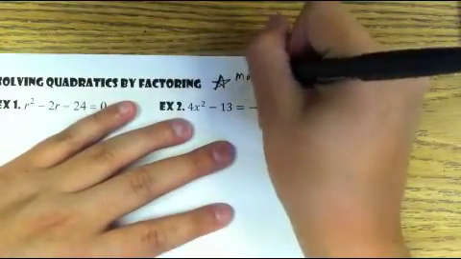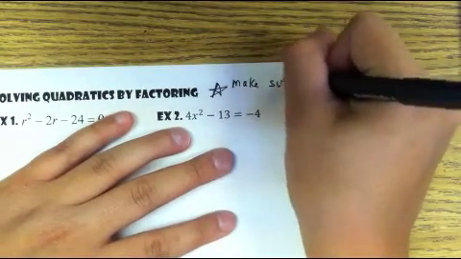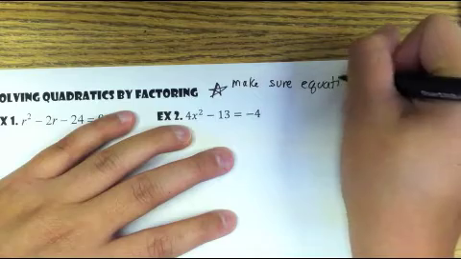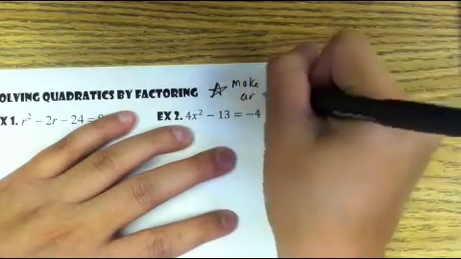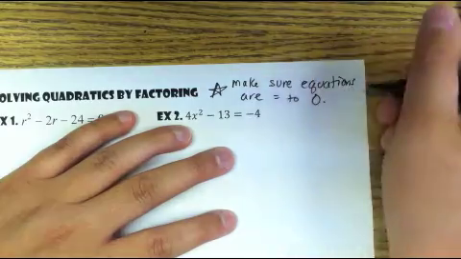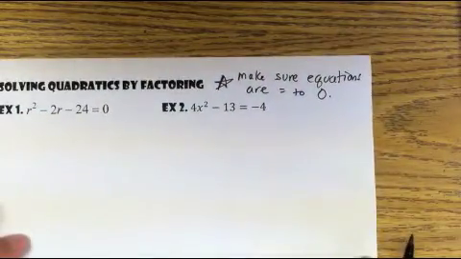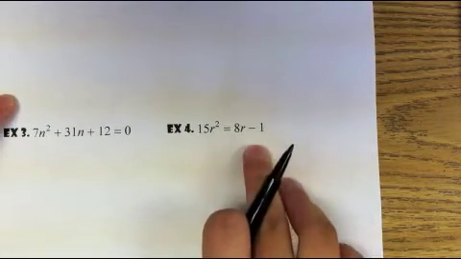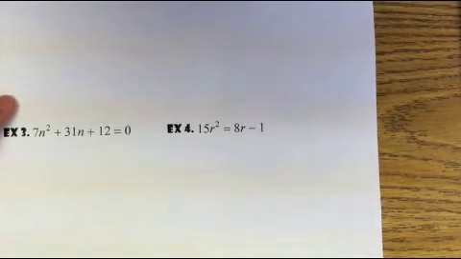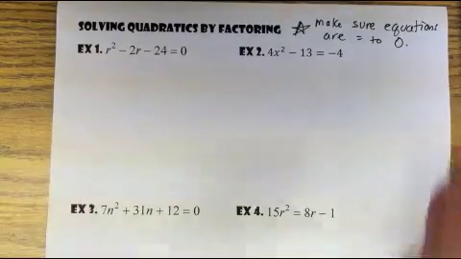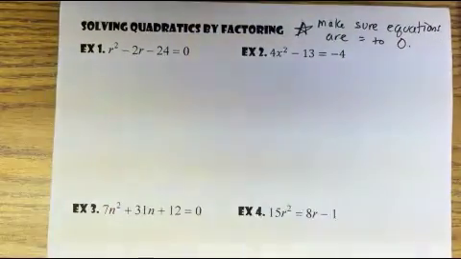I'm going to up here. Just saying make sure equations are equal to 0 or y or f of x. If there's stuff on the other side, that is going to be bad news for us, and I'll tell you how you fix that. But let's start off with this one. Everything's on one side. It's equal to 0. We're good to go.